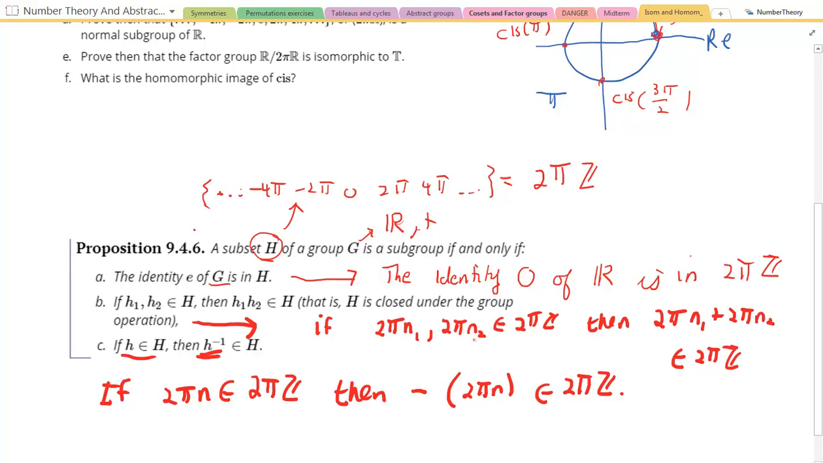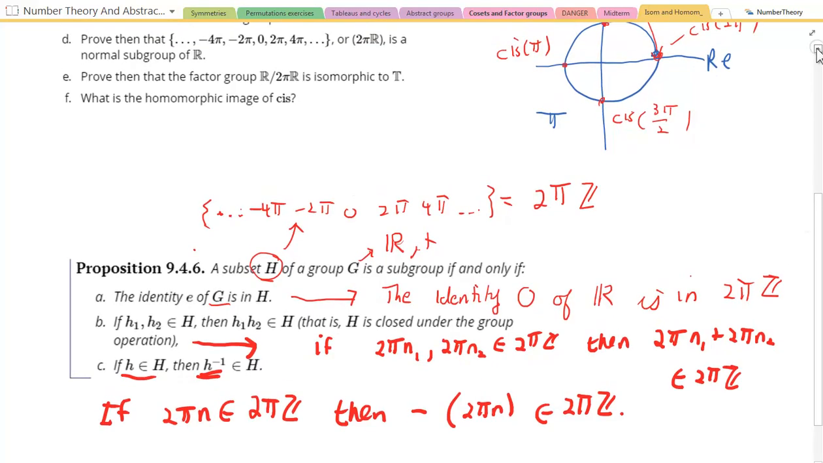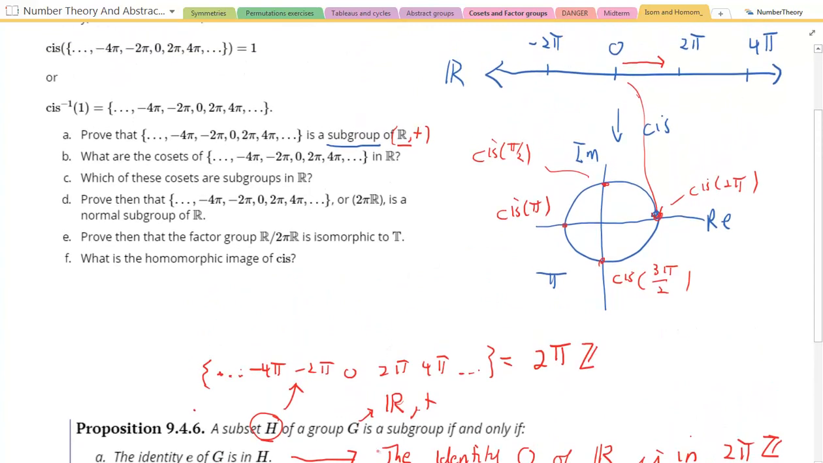So that's how you will prove that this set 2 pi Z, this should be 2 pi Z here. And this should be 2 pi Z. Okay. Right.